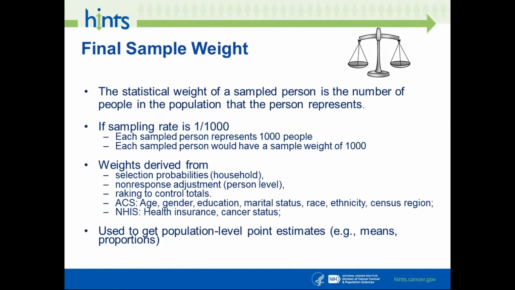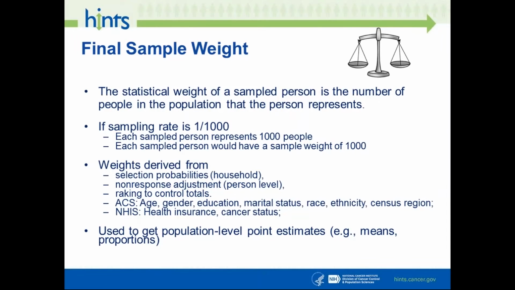we do rake on age, gender, education, marital status, etc., using information from the American Community Survey, which is part of census. So again, let's say the survey was done in 2014. We can go to ACS in 2014 and know what percentage of people were of different ages, genders, education, etc. So if you weight the HINTS data, you get almost exact numbers along those variables.